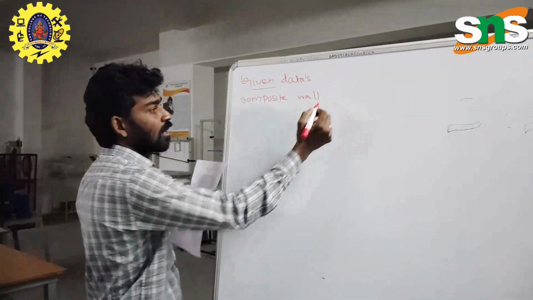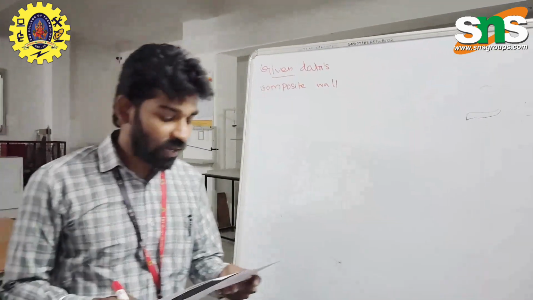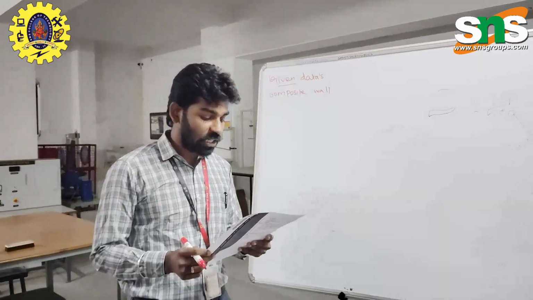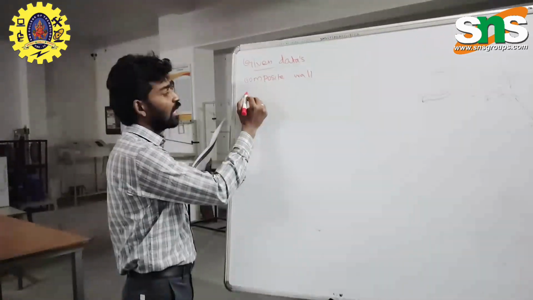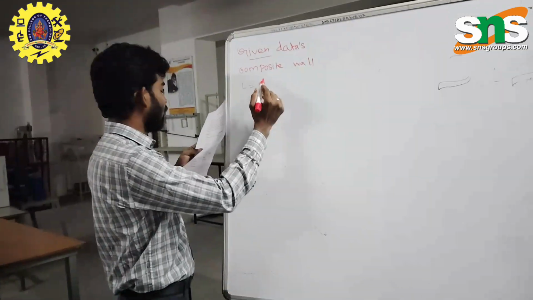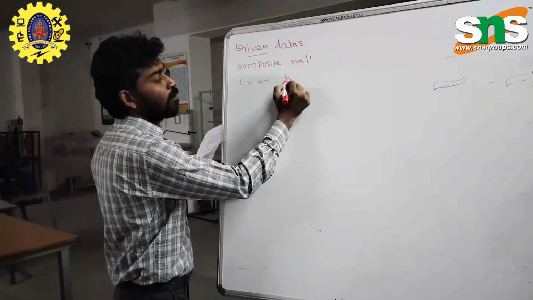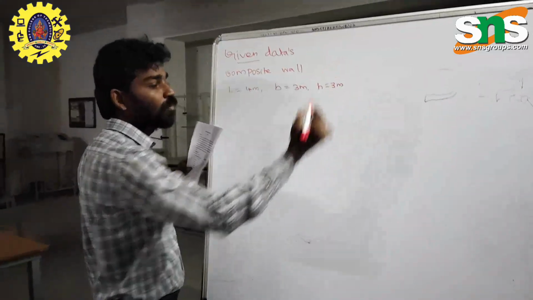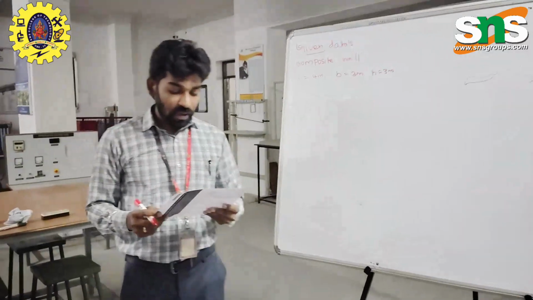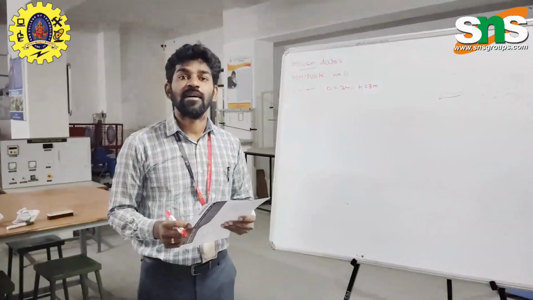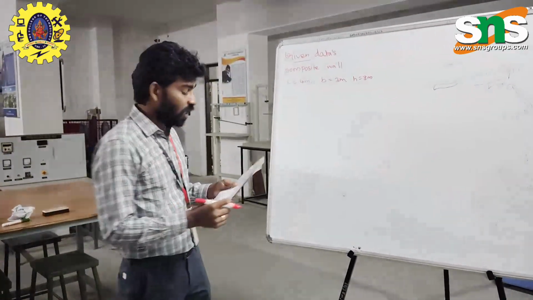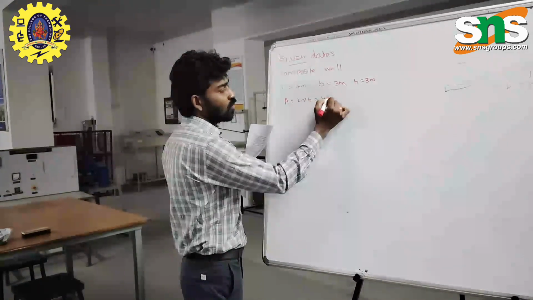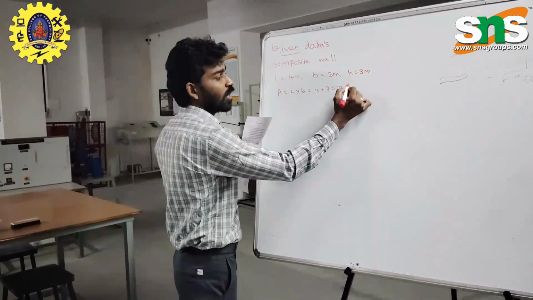and its dimensions are 4 meters by 3 meters by 3 meters high. So the length is 4 meters, the breadth is 3 meters, and the height is 3 meters. From this given data and size, we need to find the area, which is length into breadth, equal to 12 square meters.